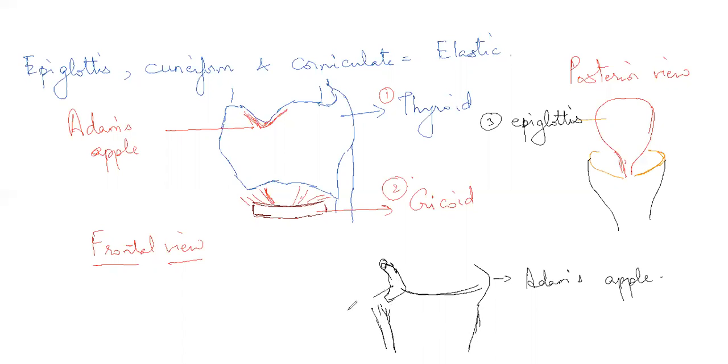This is the arytenoid. Arytenoid cartilage, which is pyramidal in shape. Thyroid cartilage is edge shaped.